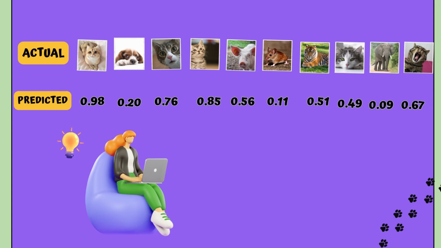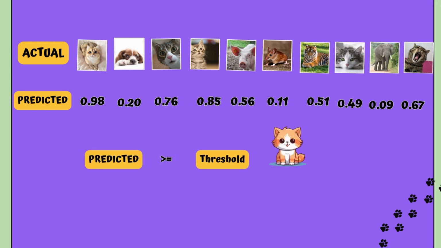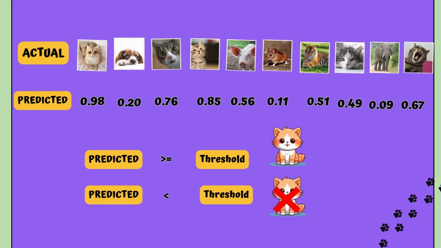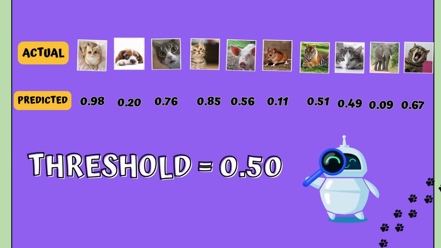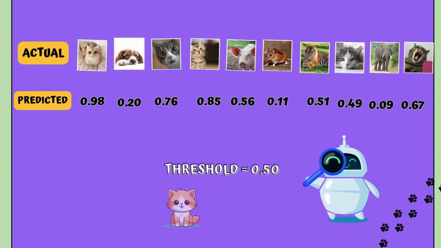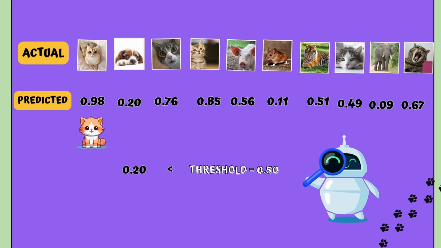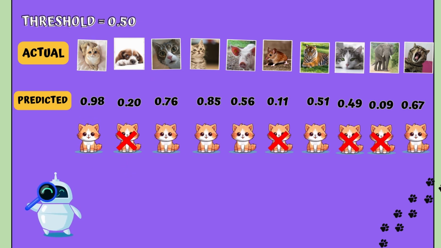Now, as a data scientist, you need to make the decision of setting a threshold value. Any instance with a prediction score above the threshold is classified as cat, while those below the threshold are classified as not cat. Let us say we have set the threshold to be 0.50. As 0.98 is greater than or equal to 0.50, we assign it as cat, and 0.20 is less than 0.50, so we classify it as not cat. Hence, we obtain the following results.